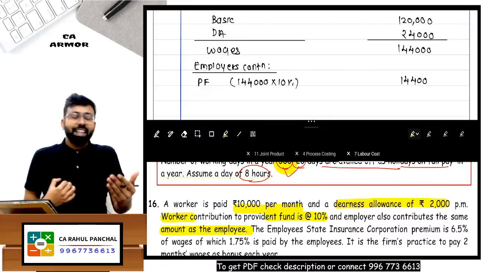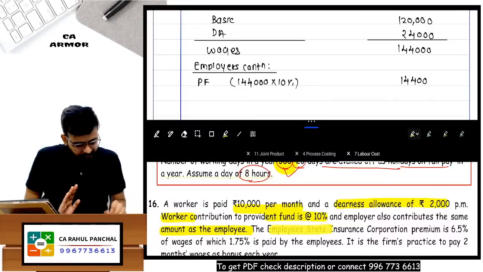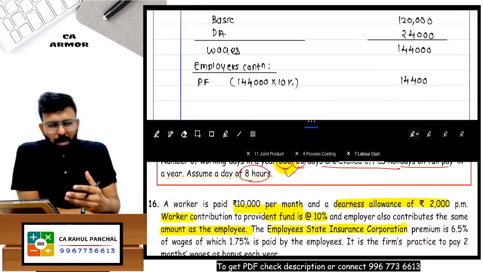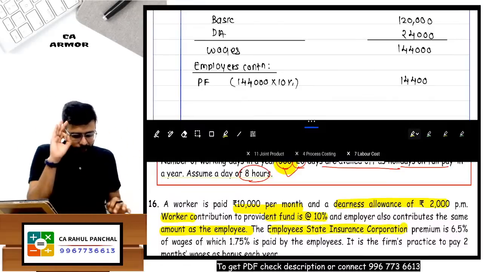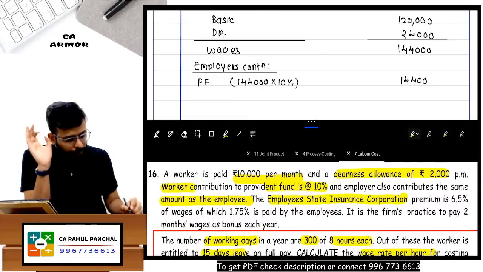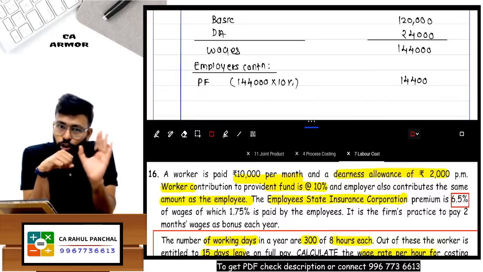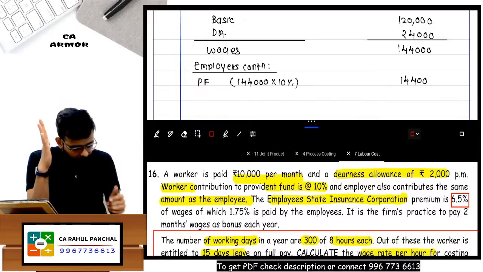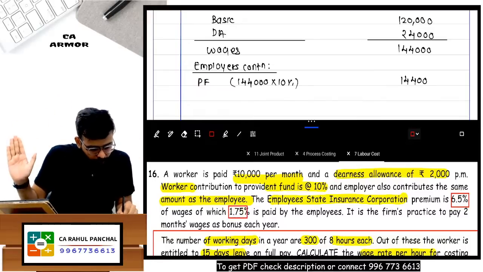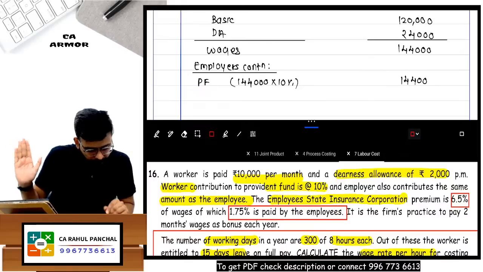Sir, is there anything else that you pay? Yes, sir. There is ESI, Employee State Insurance, and for that we have to pay the premium. But sir, there is a twist. Even though I have to pay 6.5% to the insurance company as an employer, out of that, 1.75% is paid by employees.